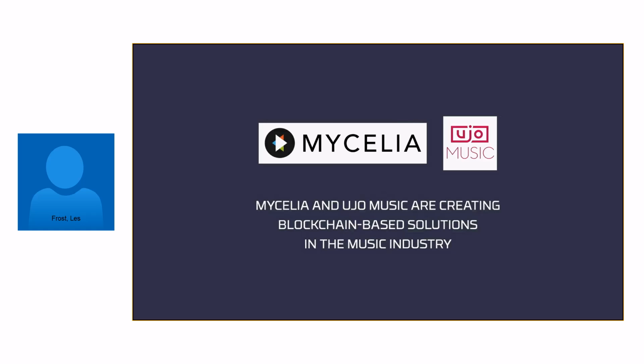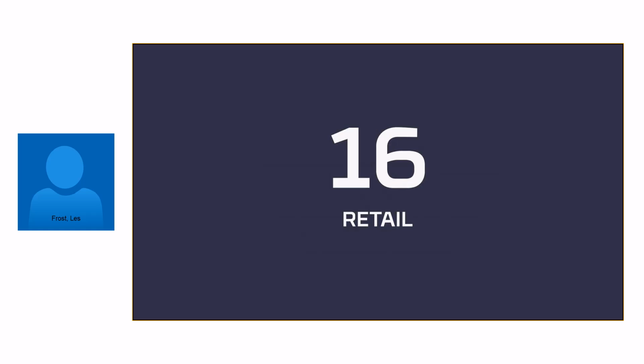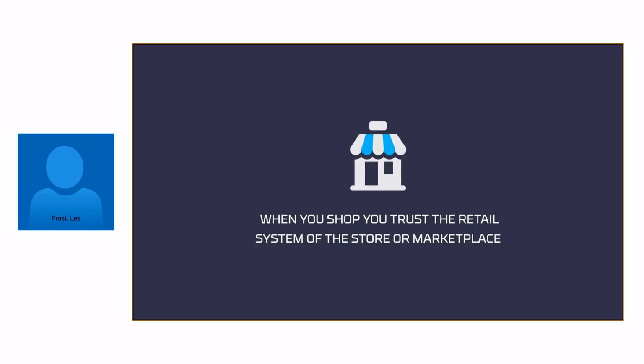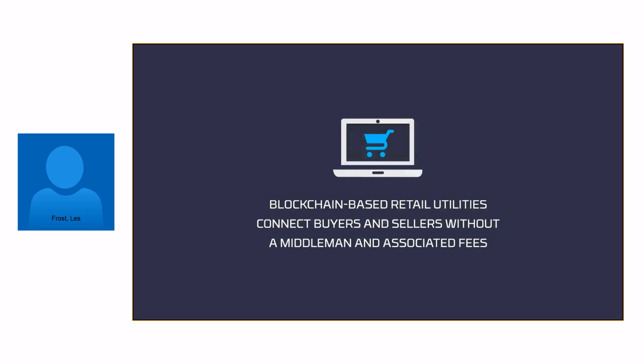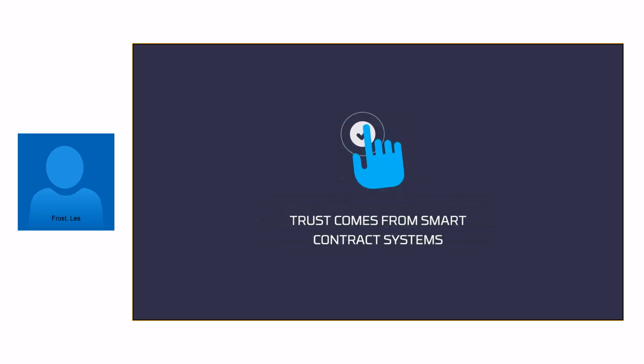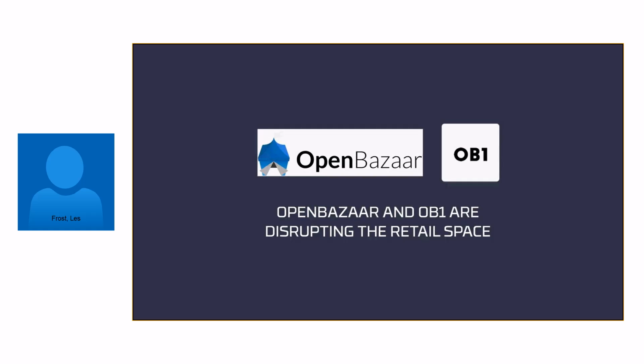Number 16, retail. When you shop, you trust the retail system of the store or the marketplace. Decentralized blockchain-based retail utilities work differently. They connect buyers and sellers without a middleman and associated fees. Sorry, Amazon. In these cases, trust comes from smart contract systems, the security of exchanges, and built-in reputation management systems. Two startups disrupting the retail space are OpenBazaar and OB1.